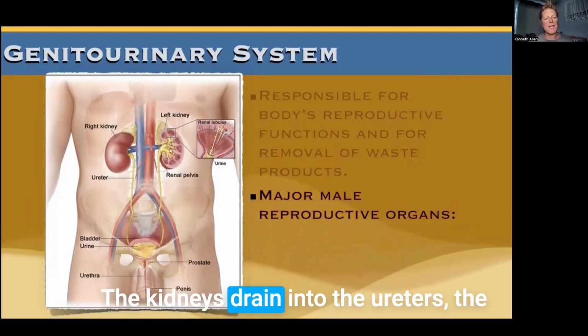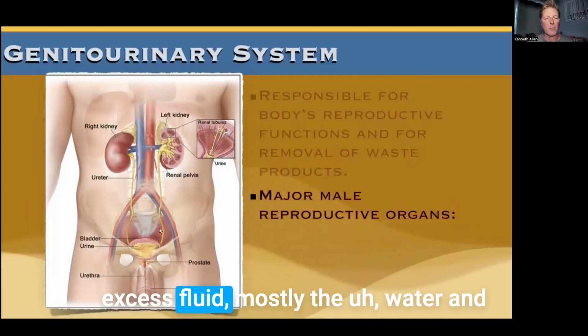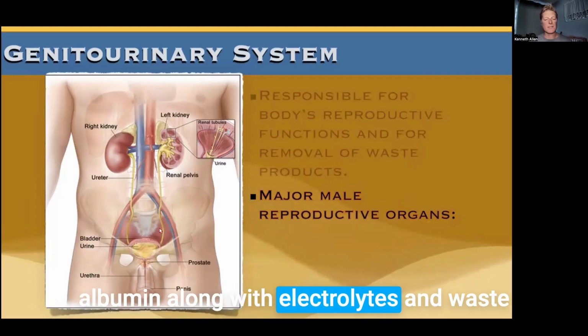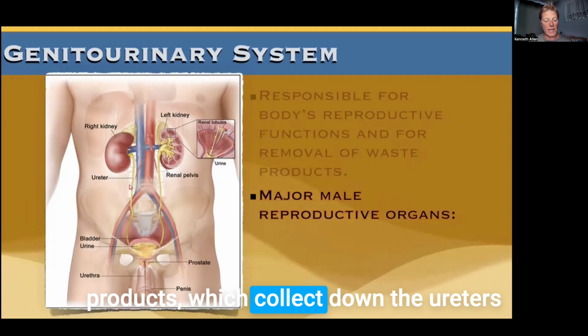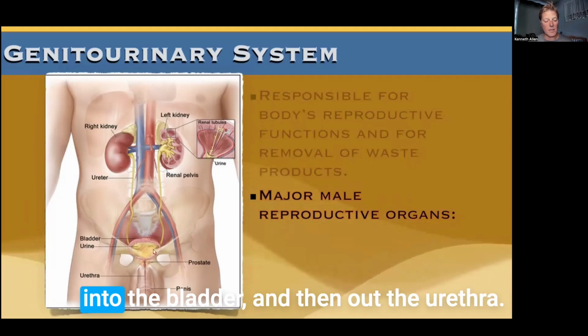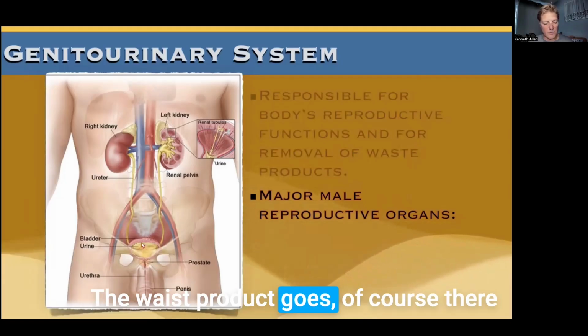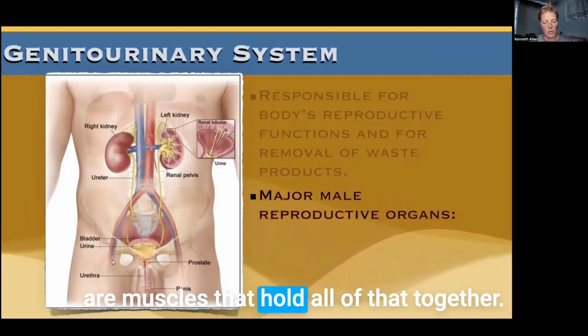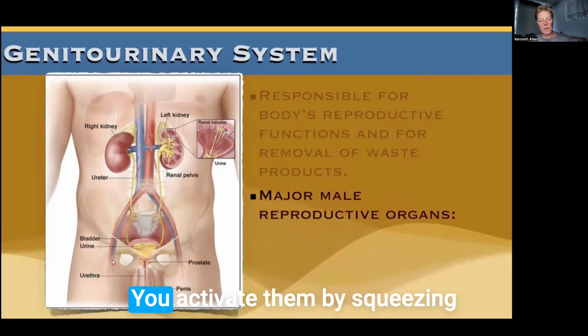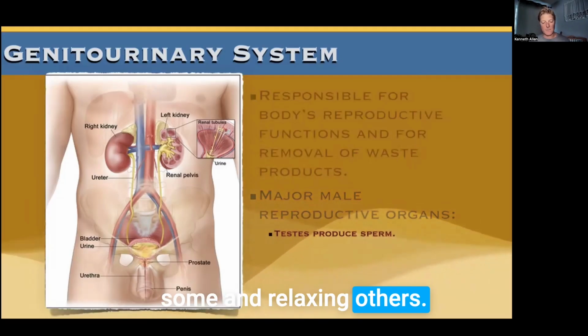The kidneys drain into the ureters, the excess fluid, mostly the water and albumin, along with electrolytes and waste products, which collect down the ureters into the bladder, and then out the urethra, the waste product goes. Of course, there are muscles that hold all of that together. You activate them by squeezing some and relaxing others.